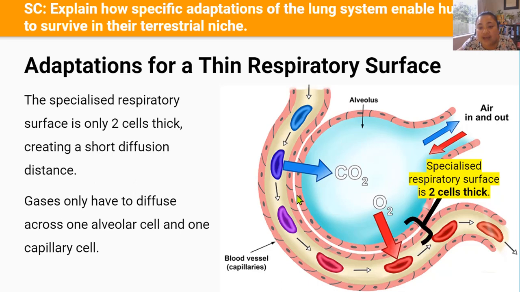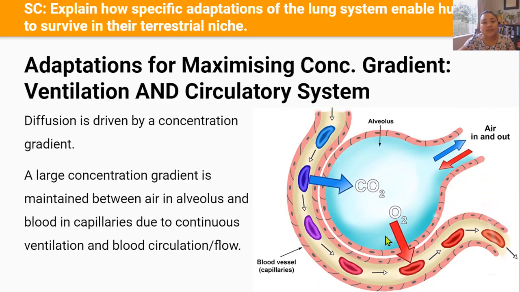So the alveolar cells are the cells that make up the alveolus, and the capillary cells are the cells that make up the capillaries. So for carbon dioxide to diffuse from the blood to the air, it only has to cross 1 capillary cell and 1 alveolar cell to get from blood to air. Similarly, for oxygen to diffuse from air to blood, it only has to cross 1 alveolar cell and 1 capillary cell. This is a very short diffusion distance, and this helps maximize the rate of diffusion and therefore the rate of gas exchange. Now let's look at adaptations for maximizing the concentration gradient across the specialized respiratory surface.